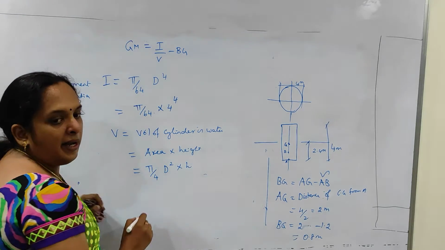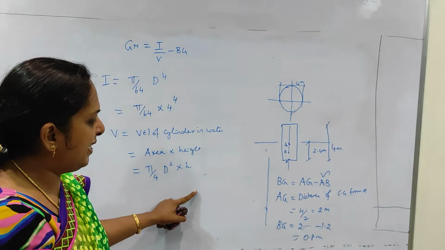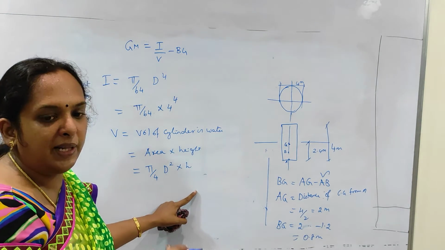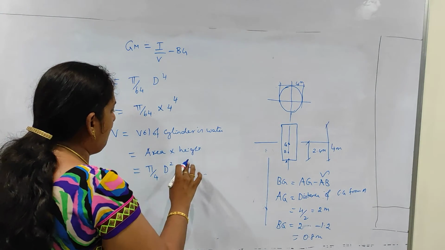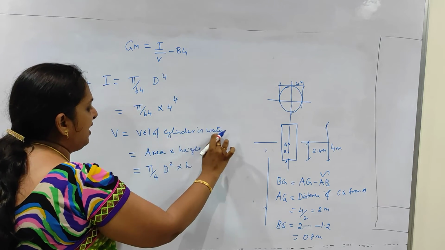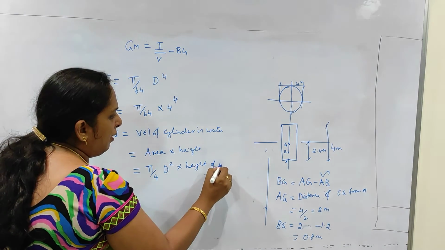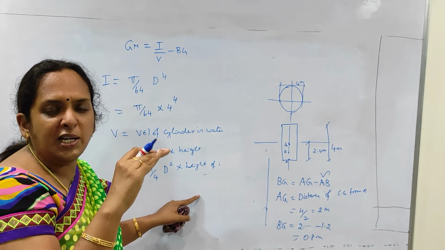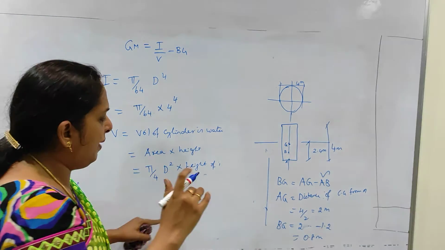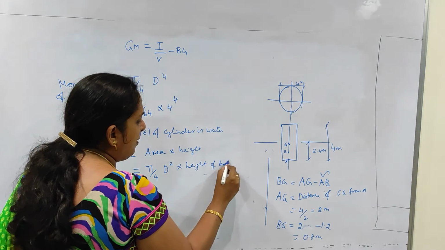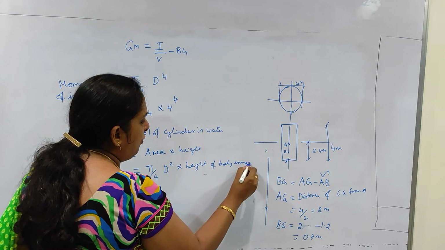Into height is your h here. Okay, so what is that height? H you have to give is only the height of the immersion, or the depth of the immersion, because it is the volume of the cylinder in water. So this is the height of the body that is immersed. Okay, so that is what we are going to give here.